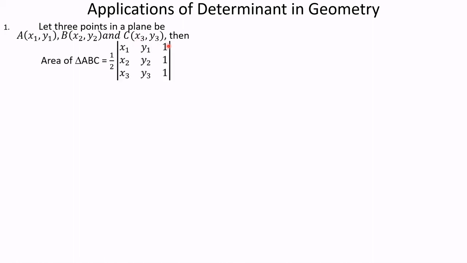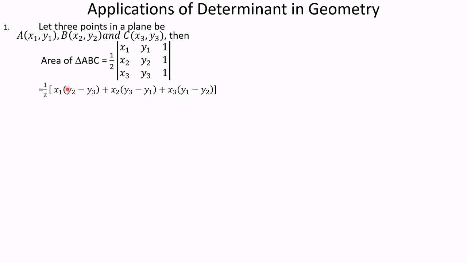Then the area of triangle ABC is given by the formula: triangle ABC is equal to half outside, that is a scalar quantity, into determinant x1, y1, 1 in the first row, x2, y2, 1 in the second row, x3, y3, 1 in the third row. This is the determinant and area of the triangle ABC.